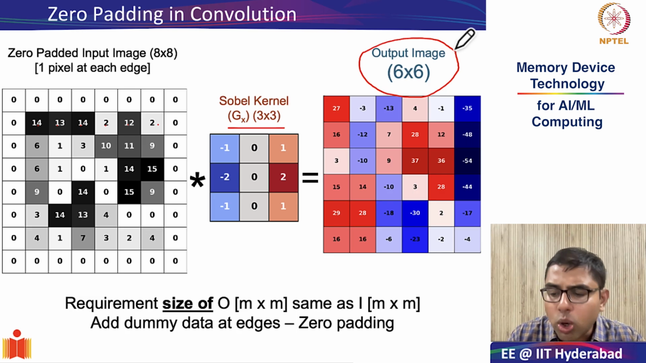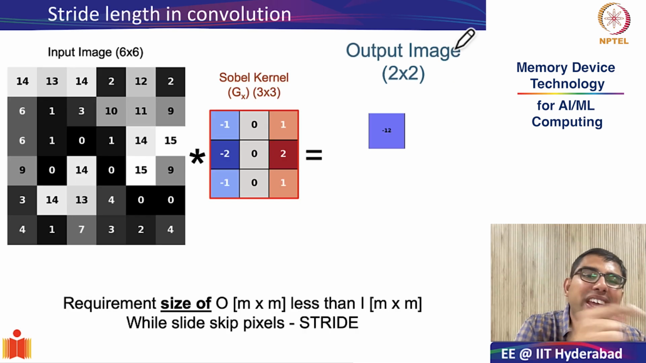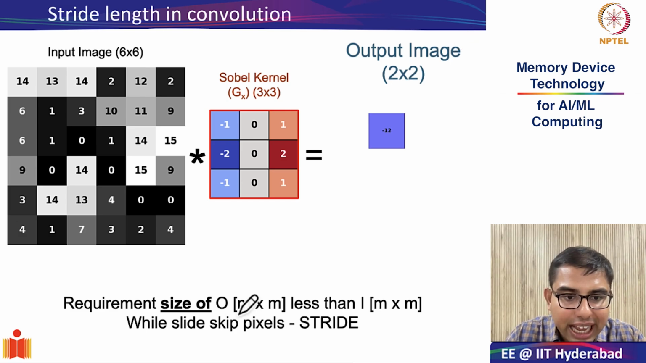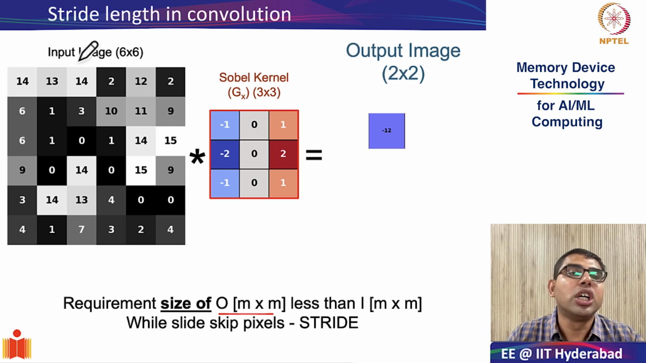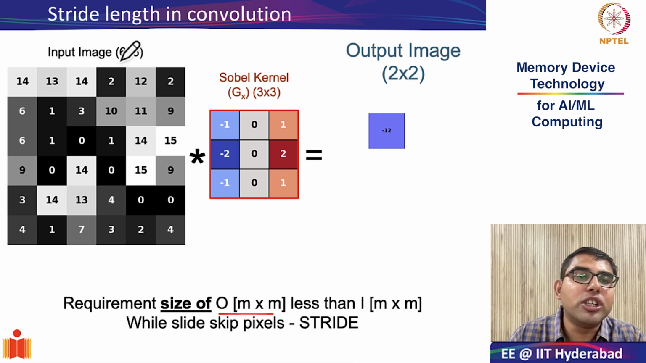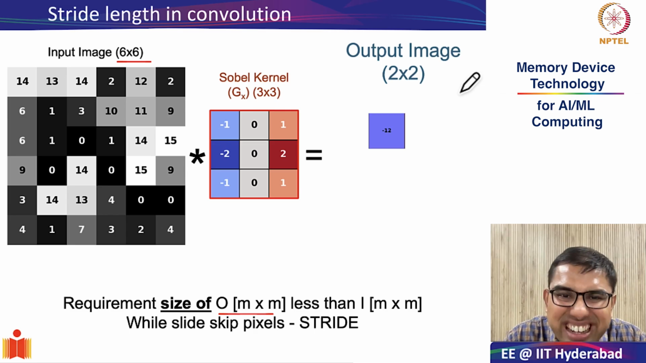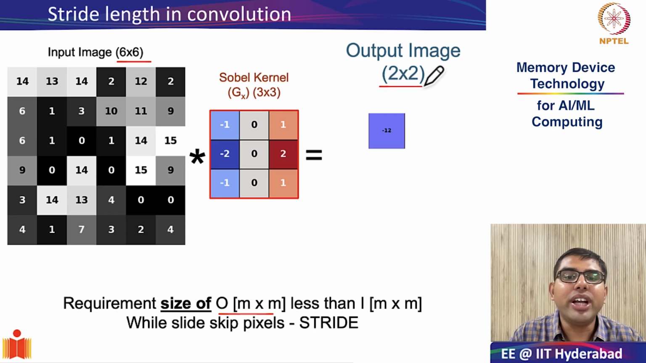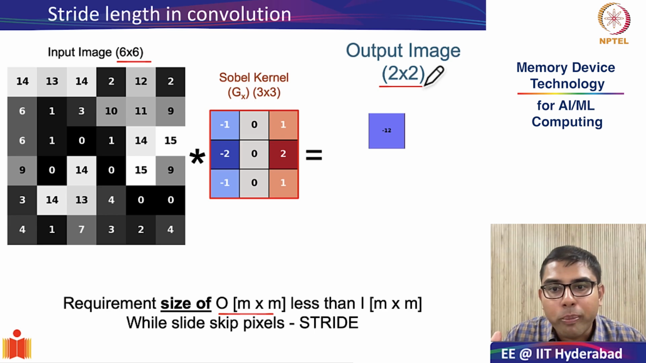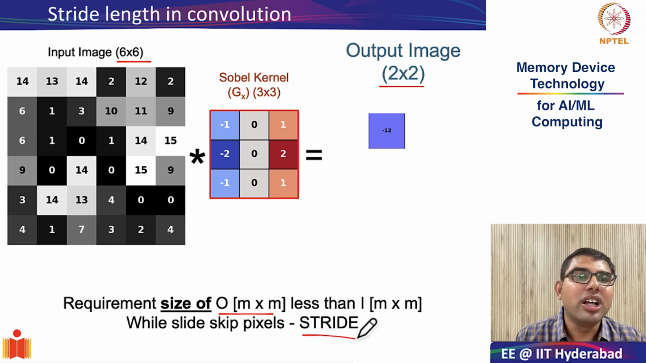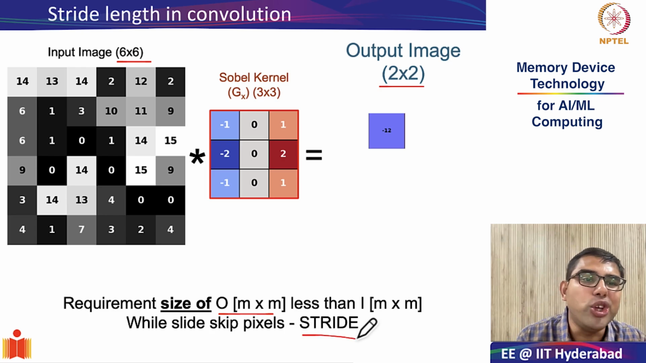Now, quite contrary to the previous requirement, sometimes there is a requirement that the size of the output image be less than the input image. The size of the input image is 6 cross 6. Here you want the output image to be condensed further. You want to have it 2 cross 2. So how do we go about doing that? In order to manage that, a new concept of stride is included in the operation of the neural network.